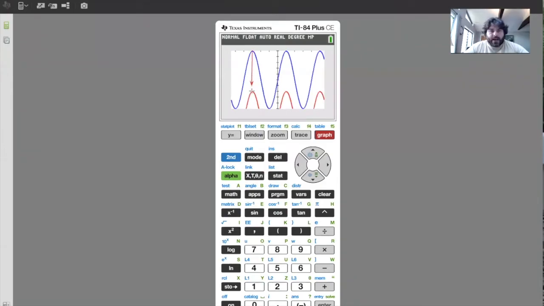This point is down 7 units. This point is down 7. Everything is down 7, right? So you can tell the transformation went down.